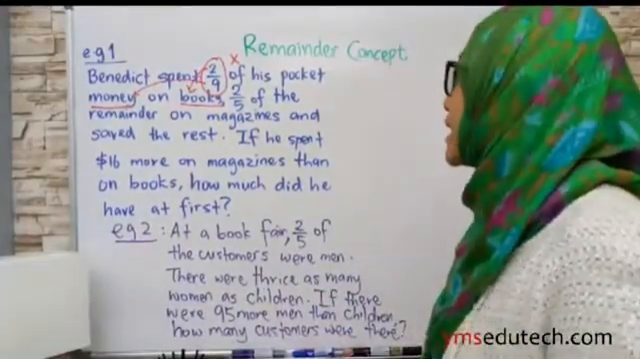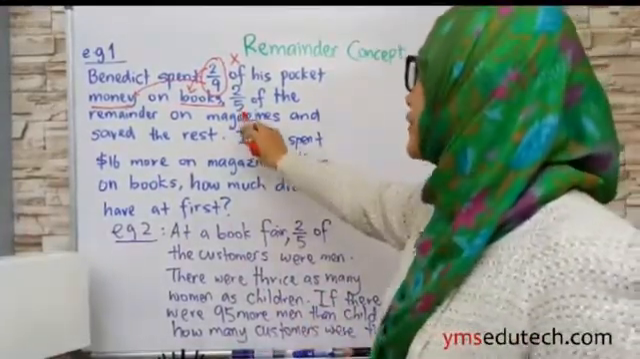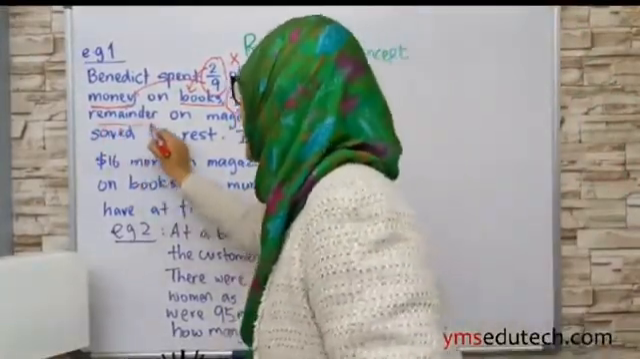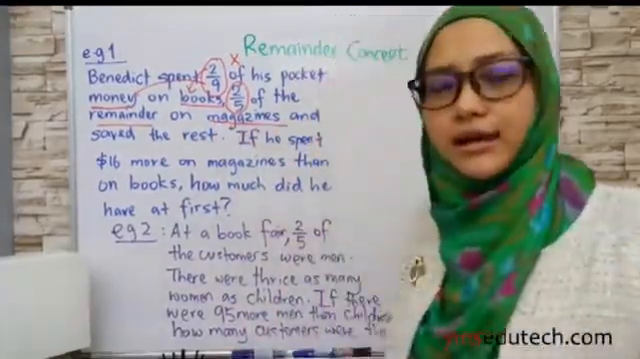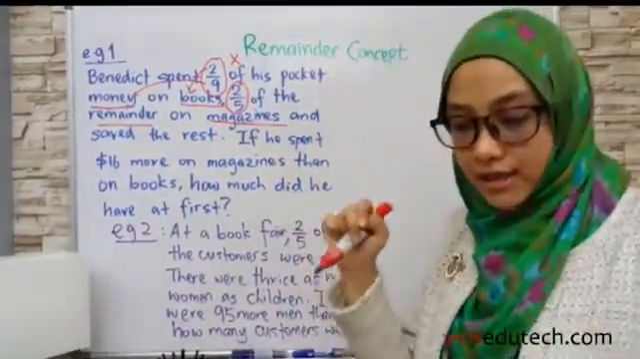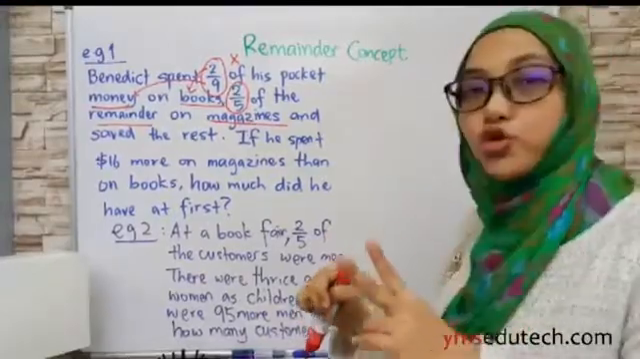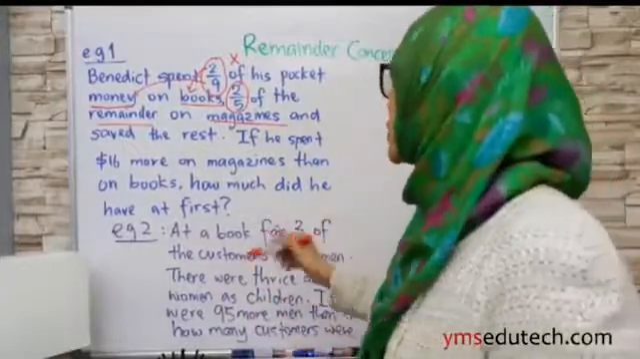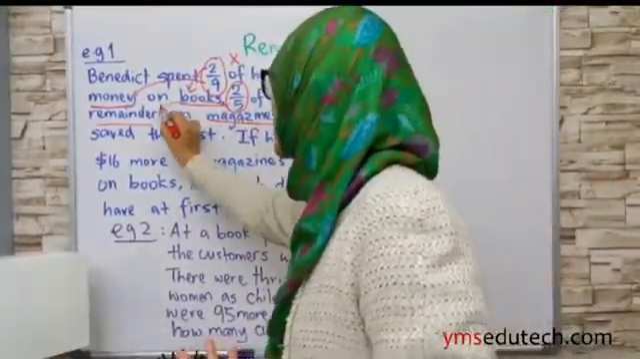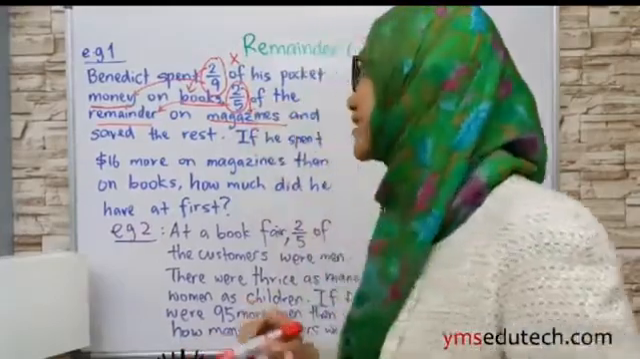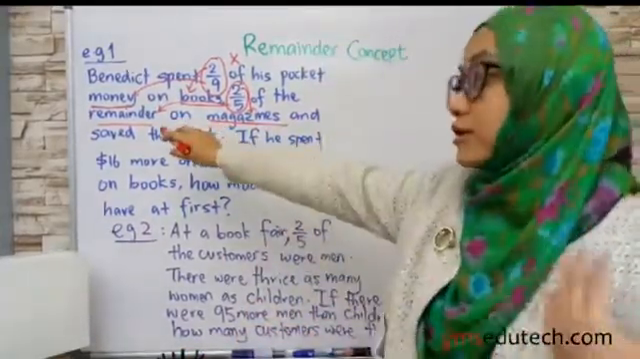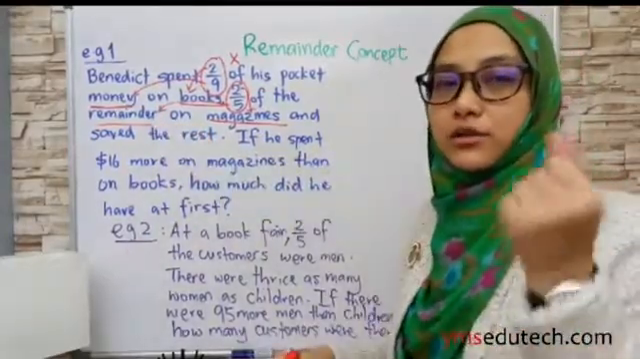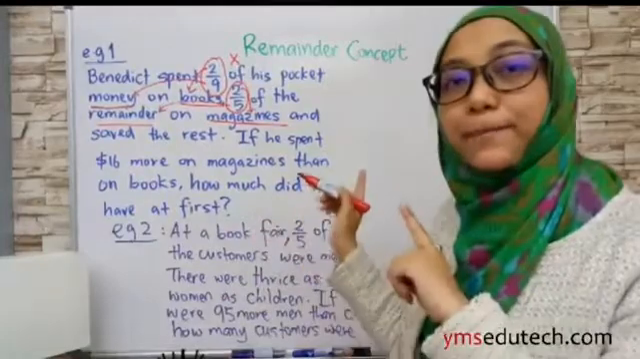Okay, then what happened? 2/5 of the remainder on magazines. Again, there are 2 numbers in a fraction, the numerator and the denominator, and there are 2 items being mentioned here: remainder and magazines. So these 5 units belong to the remainder, and these 2 units belong to the magazines. Your child has highlighted or underlined the keyword remainder, so your child should know that this is a remainder concept problem sum.